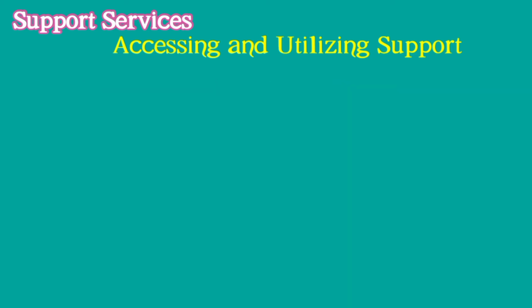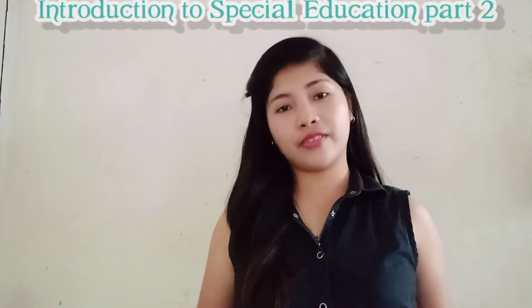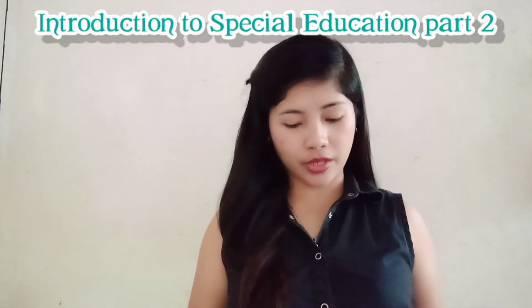Number 7 is to ask the resource center teacher to check the student's progress from time to time. A check during each school term will be adequate in most cases, but some students will require much more input from the resource center teacher. And lastly, number 8, review the student's plan with the parents and the resource center teacher at least twice a year. So that is part 2 of the introduction to special education.